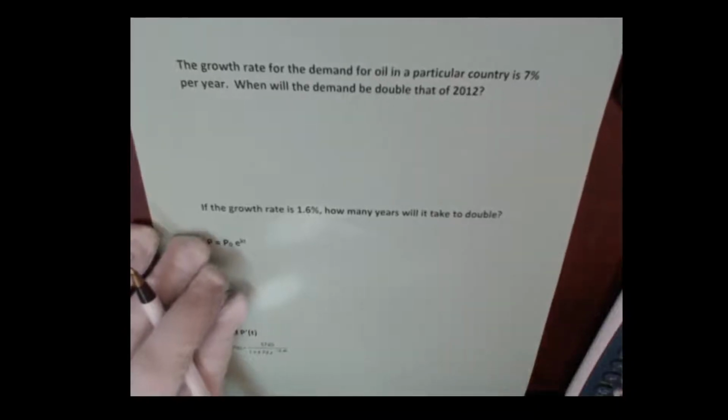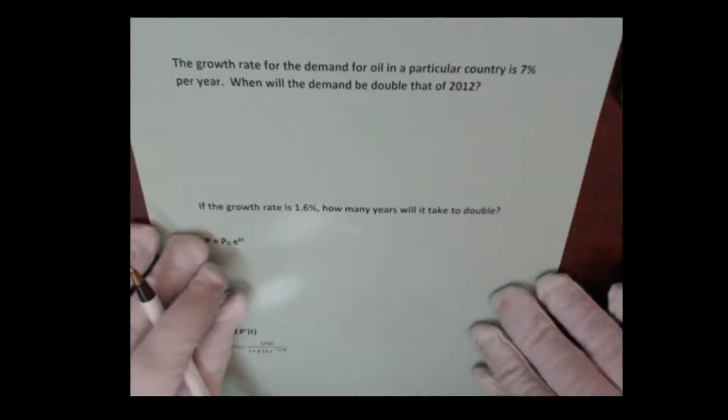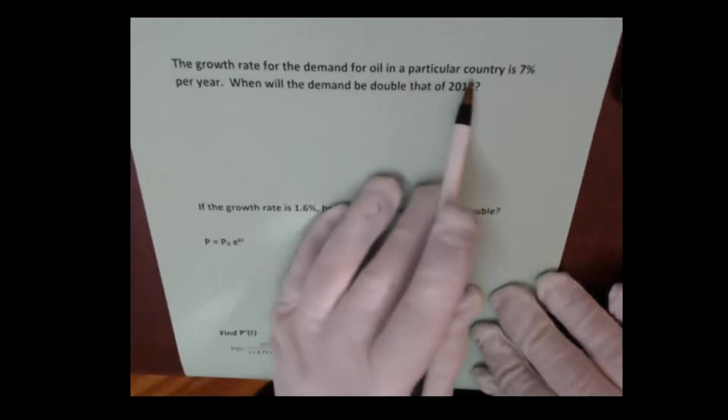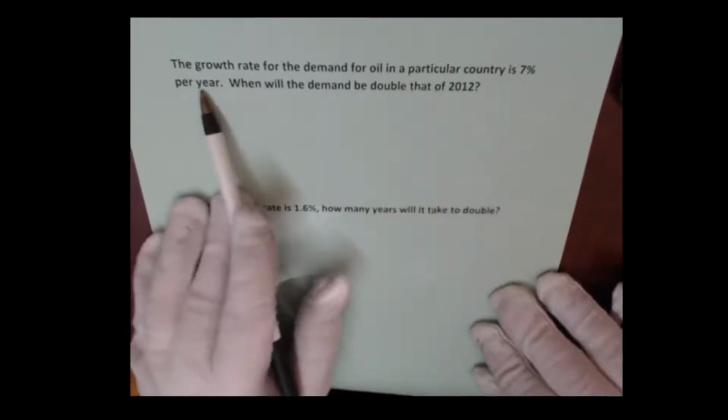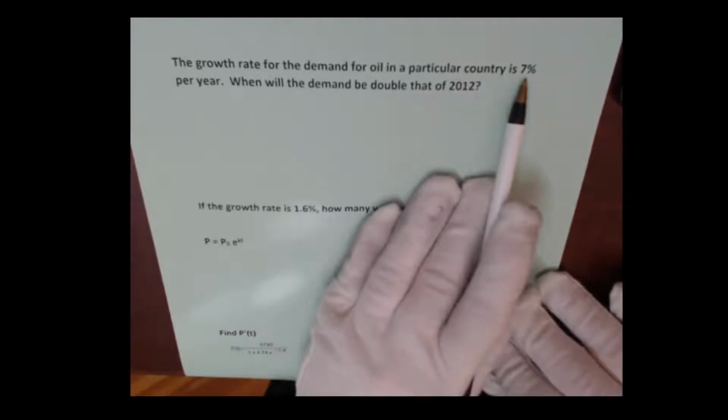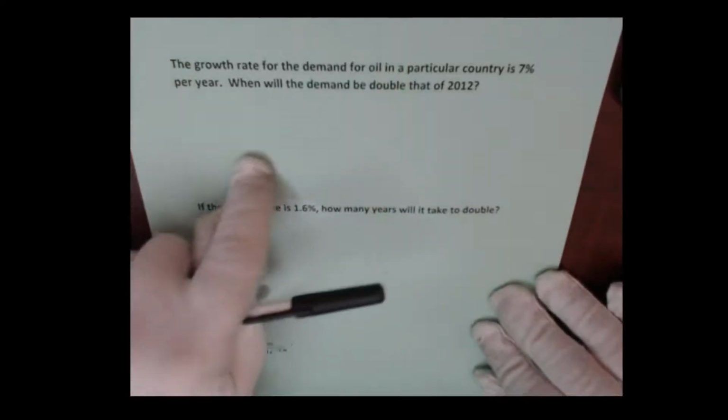All right, let's look at a couple example problems of exponential growth and linear decay. Here it says the growth rate for the demand for oil in a particular country is increasing at 7% per year. When you see that it's increasing at a percent per year, that's a huge red flag that you're talking about an exponential equation. It's different from a parabola, it's different from linear growth.